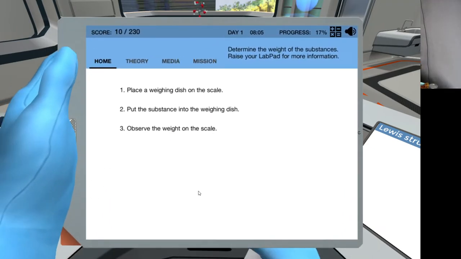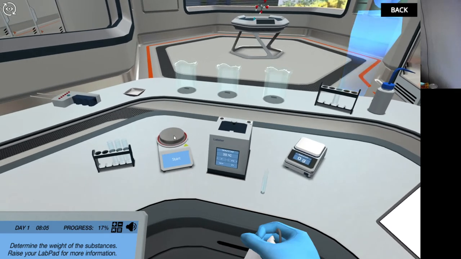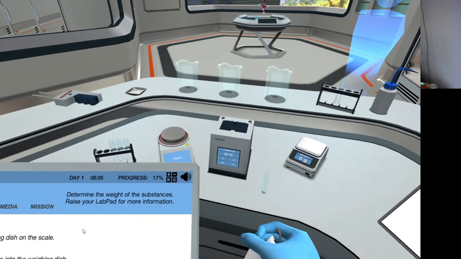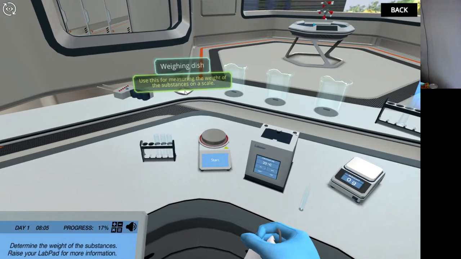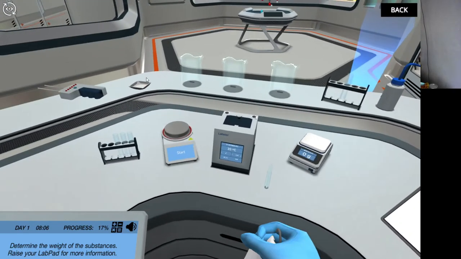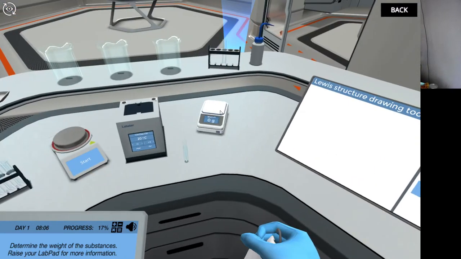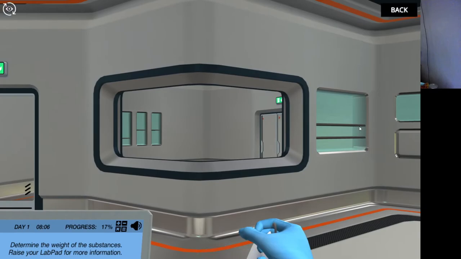Place the weighing dish on the scale. Place the substance into the weighing dish. Observe the weight on the scale. What did I read? Okay. So, weighing dish. Is that this, or... What the hell? Place a weighing dish on the scale. Okay. This is a weighing dish. Yep. What the hell? Oh my lord.